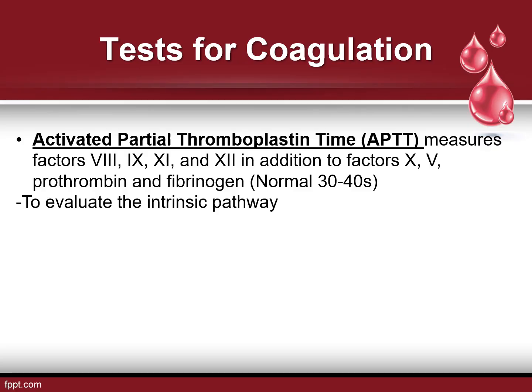Activated partial thromboplastin time or APTT measures factors 8, 9, 11 and 12 in addition to factors 10, 5, prothrombin and fibrinogen, and the normal is between 30 and 40 seconds. It is usually used to evaluate the intrinsic pathway.